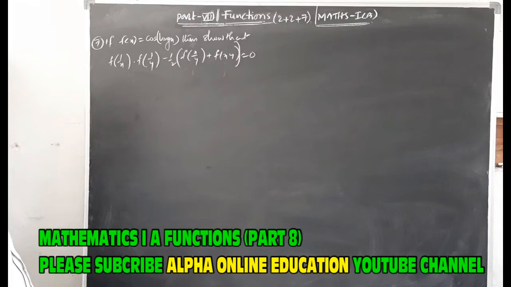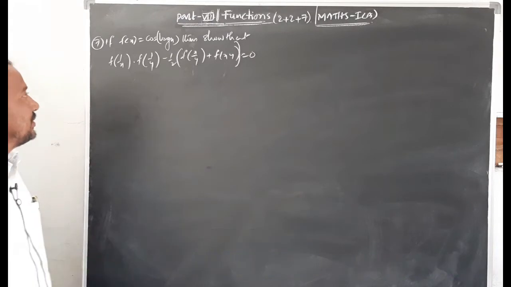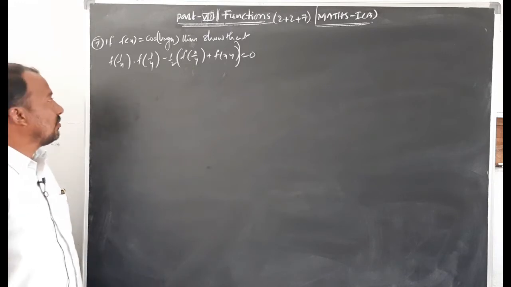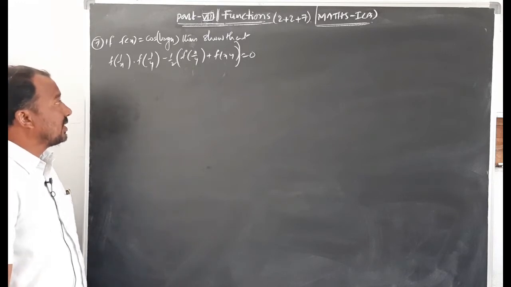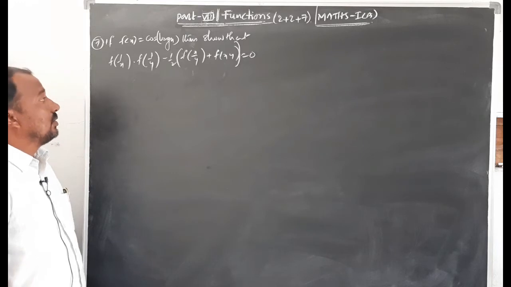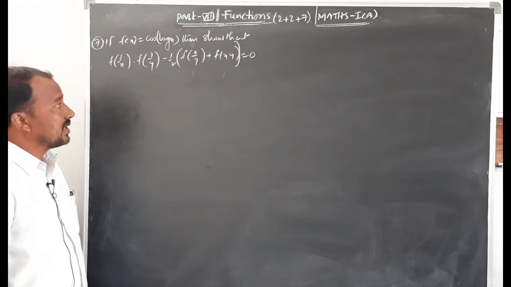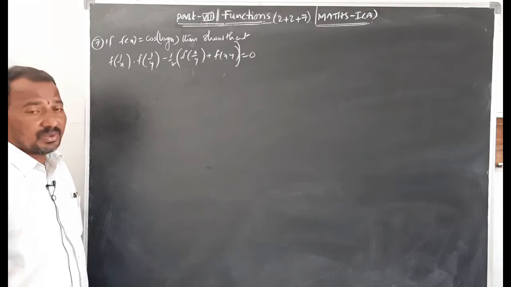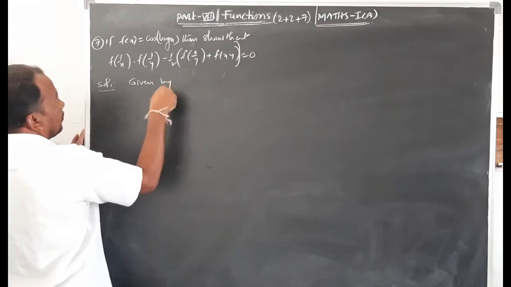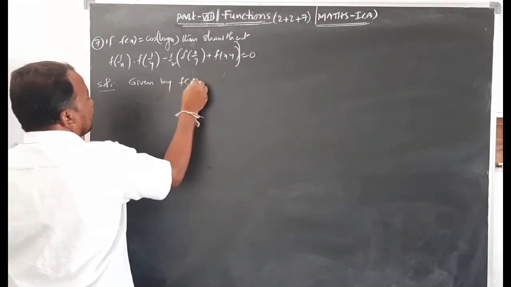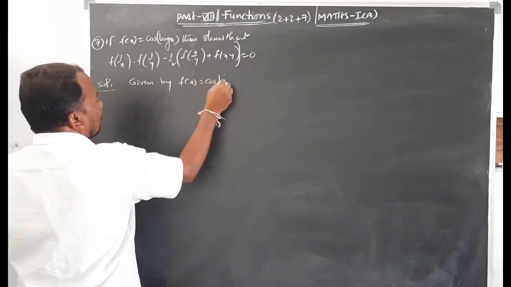Exercise 1a: if f of x equals cos of log x, then show that f of 1 by x into f of 1 by y minus 1 by 2 of f of x by y plus 2 f of xy equals 0. Here f of x equals cos of log x.